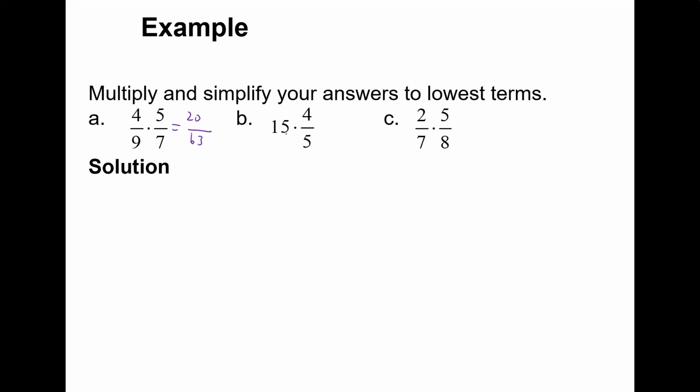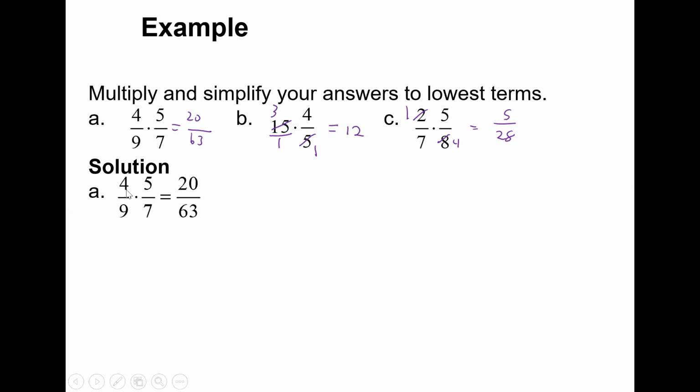Now here, we have to think about this. That's really 15 over 1. Now this 5 will go in here once, and it will go in here 3 times. And we really have 3 times 4, which is 12, over 1 times 1, which is 1. So we really just have 12. Now here, 2 will go into here once, and it will go into here 4 times. So now we have 5 times 1, which is 5, and 4 times 7, which is 28.